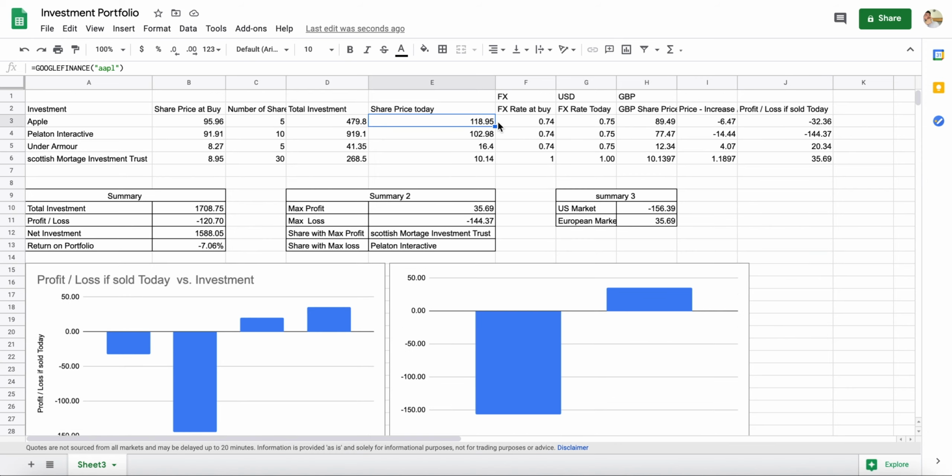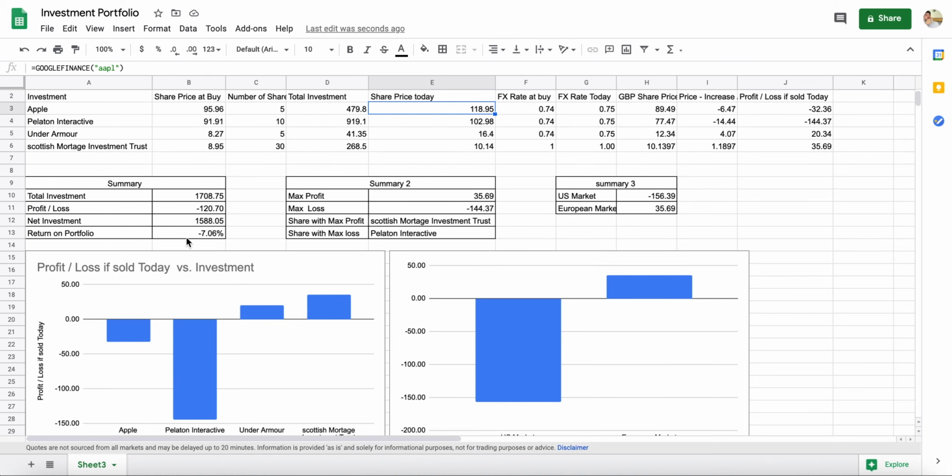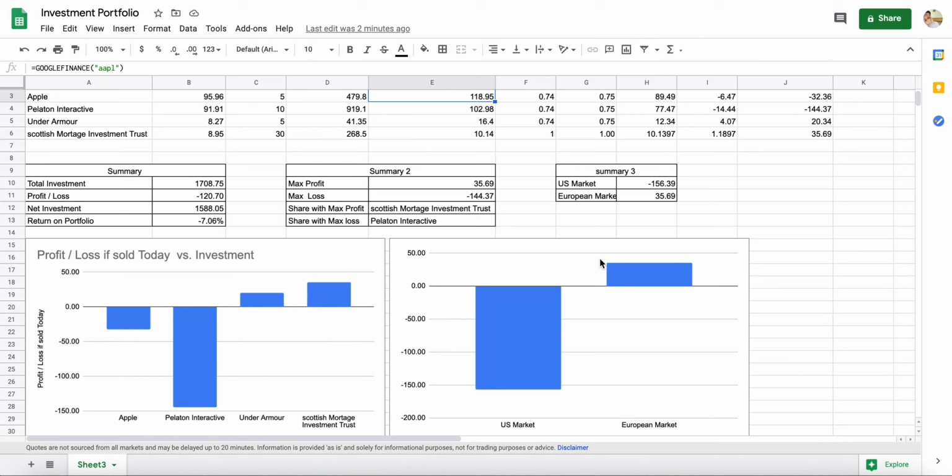So over here, once you have used the Google Finance function and you've put your ticker, then you can just forget about it, because every day it's going to give you the live price, and it's going to adjust your return on portfolio automatically. It's going to calculate the maximum profit and maximum loss. It's going to give you an overview of which markets are currently performing better based on the data they have, and your charts are going to be changing accordingly based on the current fluctuations in the stock market.